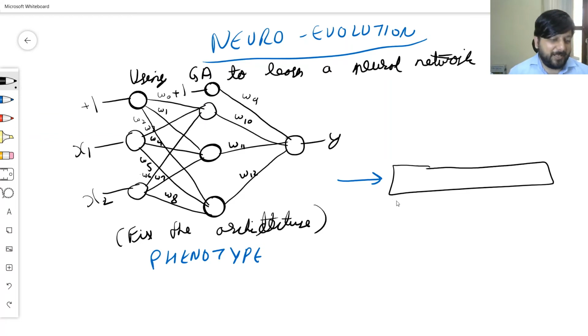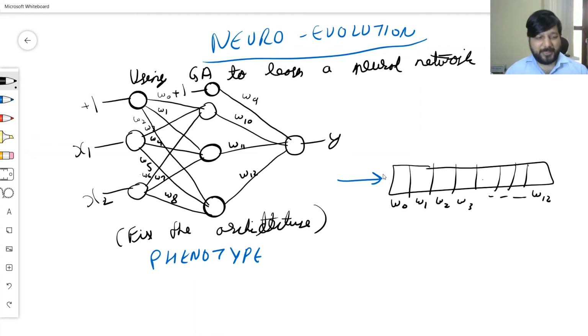So what is optimized? W0, W1, W2, W3, all the way up to W12. And note that given a genotype, I can get a phenotype. Given a phenotype, I can get a genotype. So let's say the inputs are normalized to lie between 0 and 1, in which case the weights will also lie between -1 and 1, negatives to model the inverse relationship where an increase of something leads to a decrease in output, and so on.